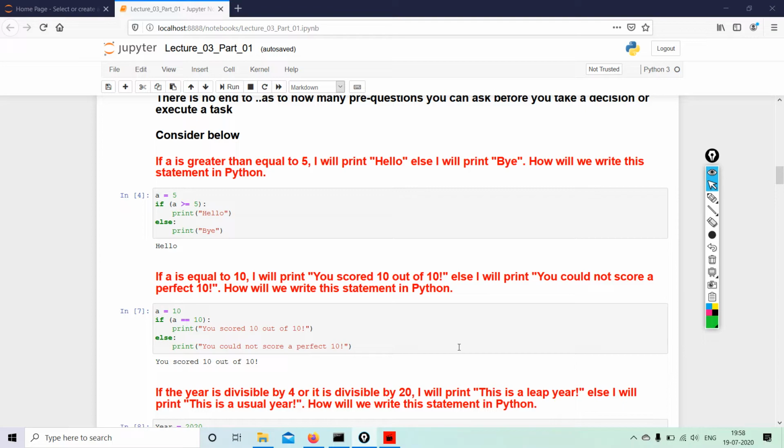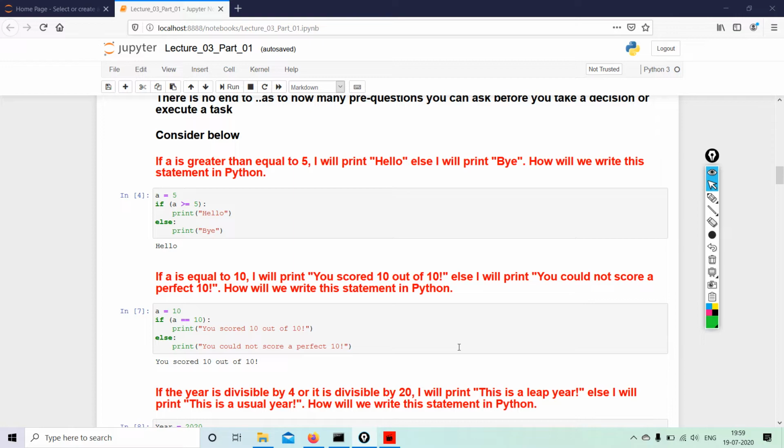If a is greater than or equal to 5, I will print hello, else I will print y. How will we write this statement in Python? a equals 5. If a is greater than or equal to 5, print hello, else print y. So first I have defined the value of a, which is 5. Then I'm giving conditions, and then I'm passing those conditions to get an answer.